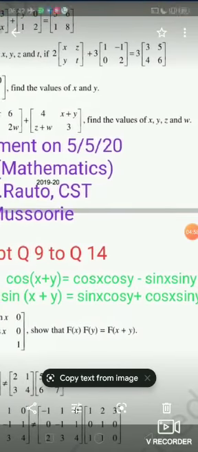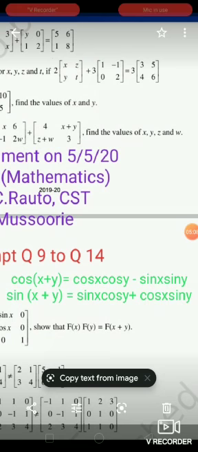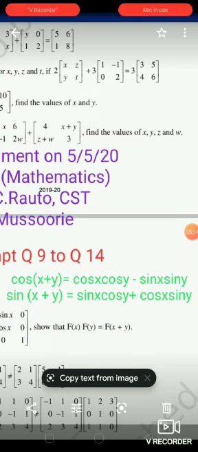The green colored trigonometric identities I have written: cos of x plus y is cos x cos y minus sin x sin y, and sin of x plus y is sin x cos y plus cos x sin y. If you come across cos of x minus y, it will be cos x cos y plus sin x sin y, and sin of x minus y will be sin x cos y minus cos x sin y. So these are the identities that will come into use to prove that f of x into f of y is f of x plus y, to make the left hand side equal to the right hand side. That is a very important question. I hope you will try.